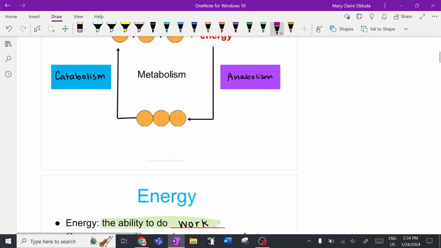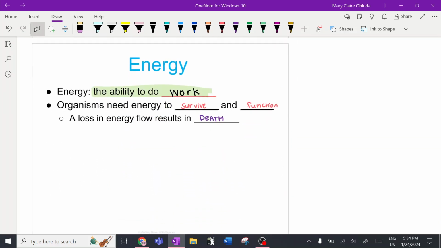Okay, let's keep moving. Energy. Energy is just a definition. It's the ability to do work. Organisms need it to survive and function, and a loss of energy flow results in death.